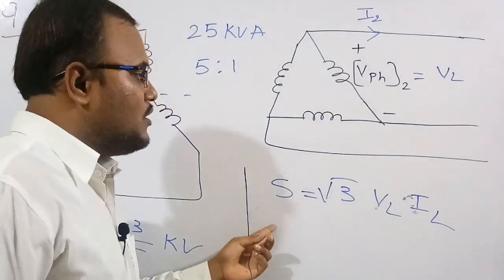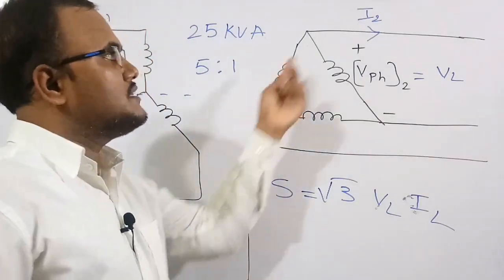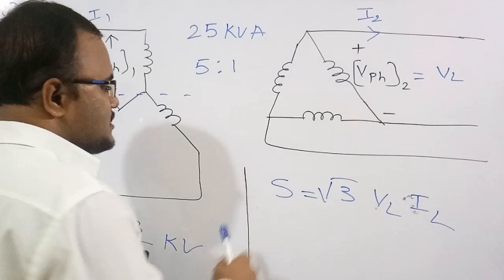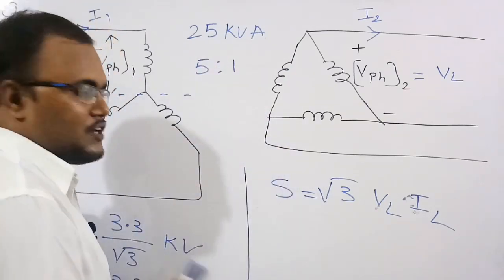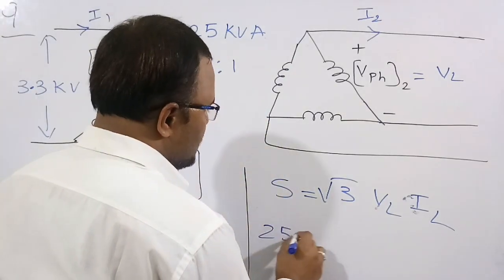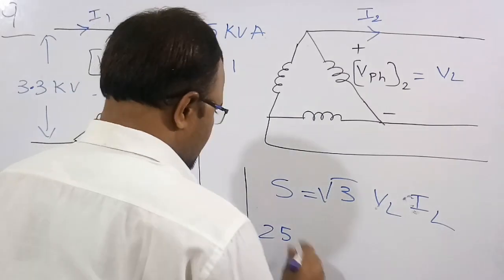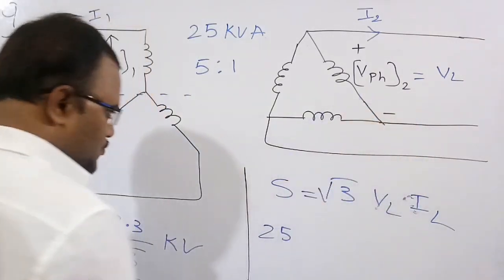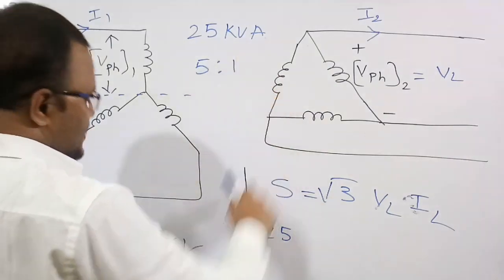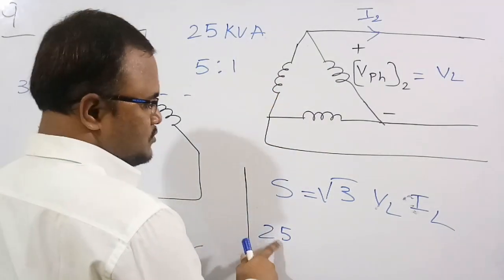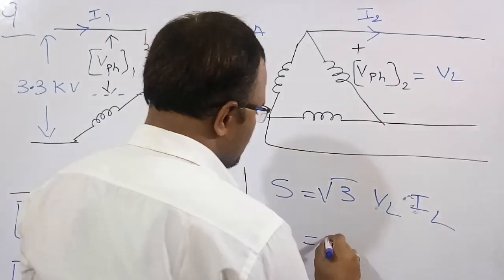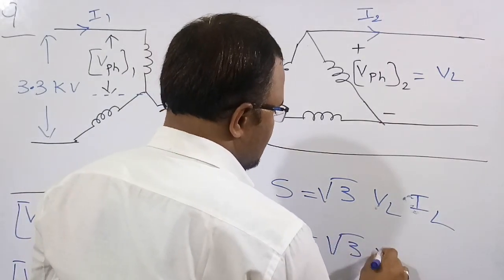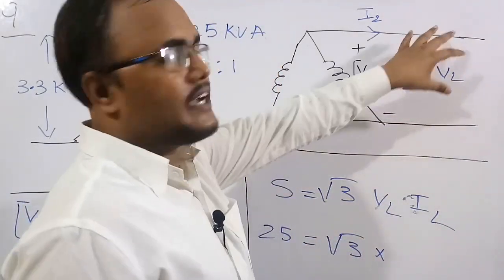So now we need to apply this for the delta connection. S is again the same 25 kVA, which means 25 into 10 to the power 3. Here kilovolt and the voltage is also in kilovolt, so they will get cancelled. So 25 is equal to root 3 into VL. VL here means the secondary side.